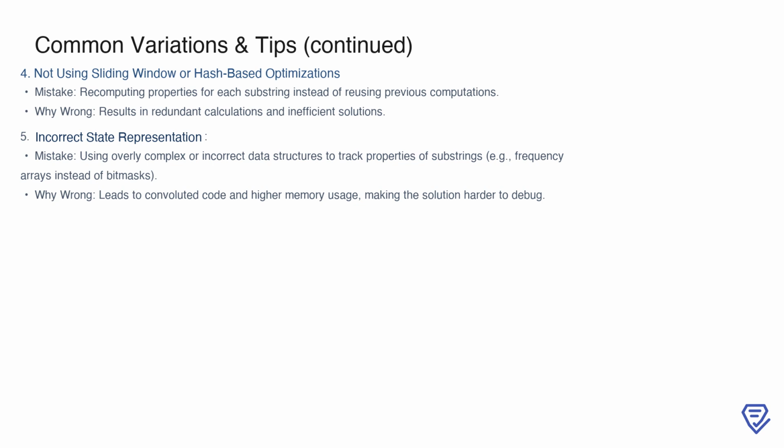Another area where mistakes often occur is in the failure to utilize optimization techniques like the sliding window approach or hash-based methods. Instead of recomputing properties for every possible substring, which leads to significant redundancy, these techniques allow you to reuse prior computations for improved efficiency. Similarly, incorrect state representation is a frequent issue. For instance, using overly complex data structures like frequency arrays when a simpler approach, such as bitmasks, would suffice. Bitmasks are particularly effective here because they simplify the code, reduce memory usage, and make it easier to track the properties of substrings. Avoiding these pitfalls can make your solution both more efficient and easier to debug.